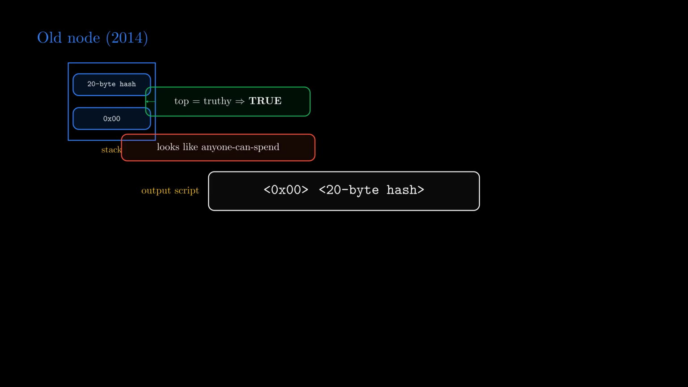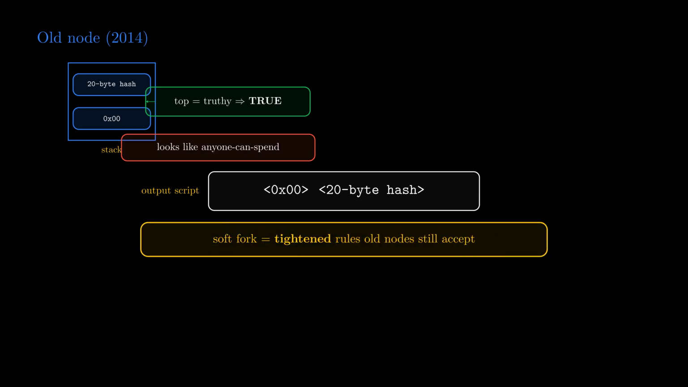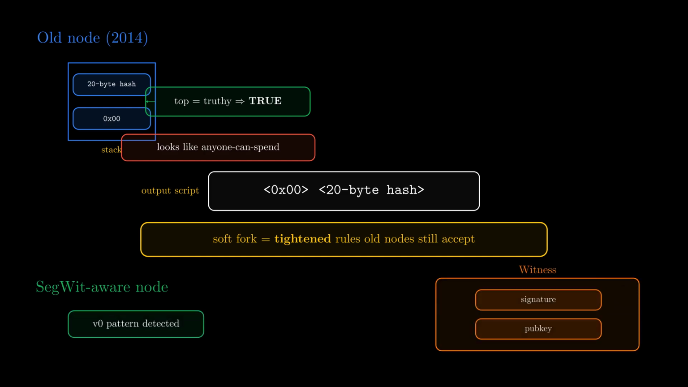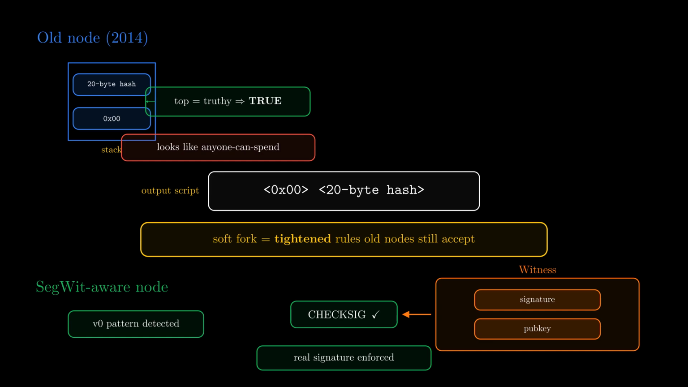Because miners and economic nodes upgraded. SegWit is a soft fork, a tightening of consensus that older nodes still accept. Upgraded nodes recognize the version 0 pattern and enforce real signature checks via the witness. Old nodes see a permissive script and trust the upgraded majority not to include thefts in blocks. Backward compatibility through deliberate ambiguity. Looks loose, enforce strict. Simple payments are one thing.